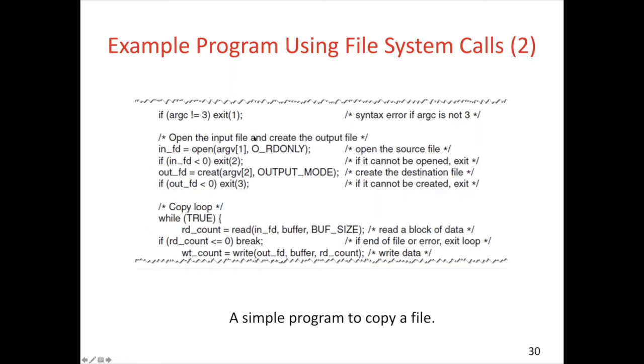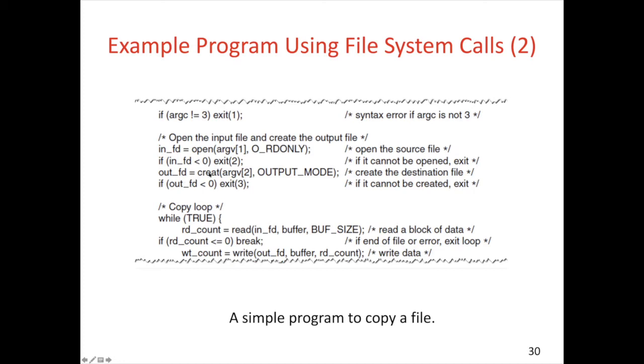Open the input file and create the output file. inFD is set by the return value of the open operation, so it defines the file number. Open argv1 for read only. This is the name of the input file and it is to be opened read only. If inFD is less than 0, then exit 2. If the file cannot be opened, then exit.